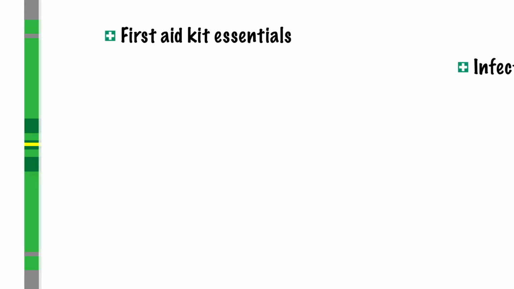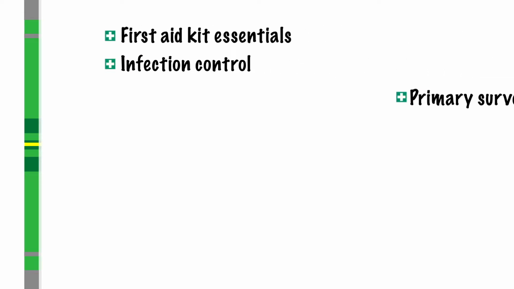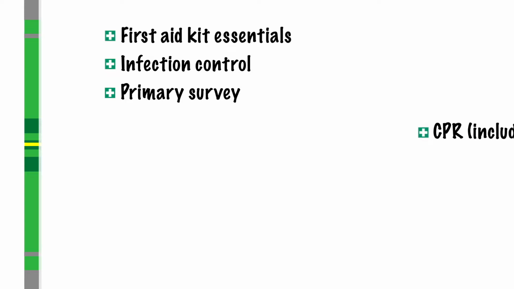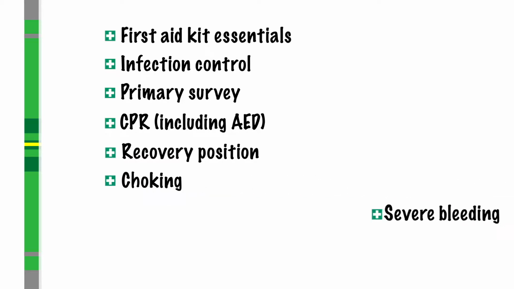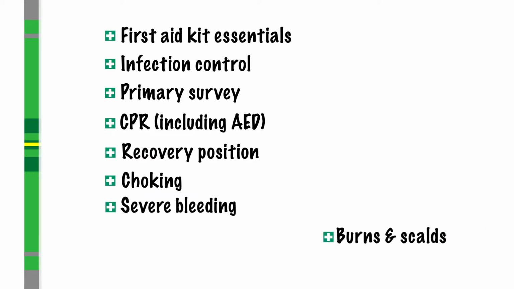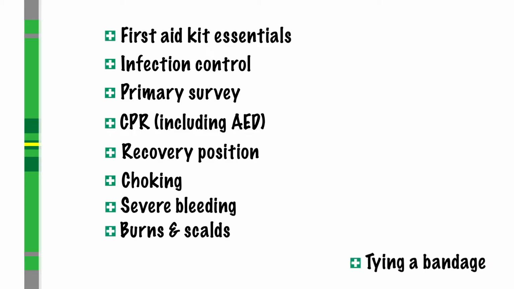In this series, we will show you how to do different first aid techniques, what you should have in your first aid kit, and how to minimise the risk of infection between you and the casualty. The topics covered in this series are first aid kit essentials, infection control, primary survey, CPR including AED, recovery position, choking, severe bleeding, burns and scalds, and tying a bandage.